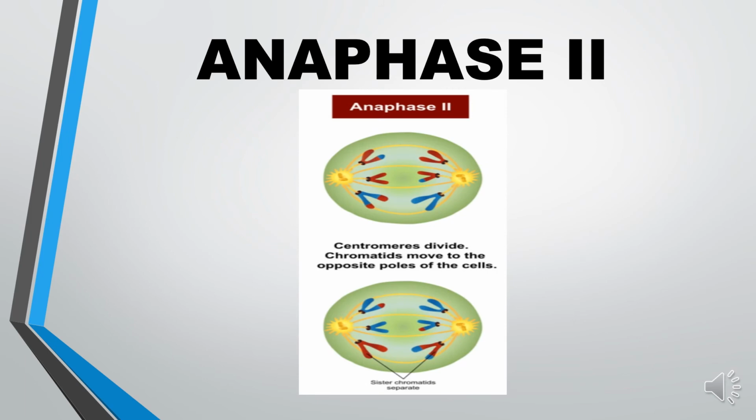Centromeres divide, chromatids move to the opposite poles of the cells. So in anaphase 1, the chromosome is being pulled by the spindle fibers, but here it's the chromatids. They are being moved away from the middle, and they move towards the different poles, preparing for the telophase stage.